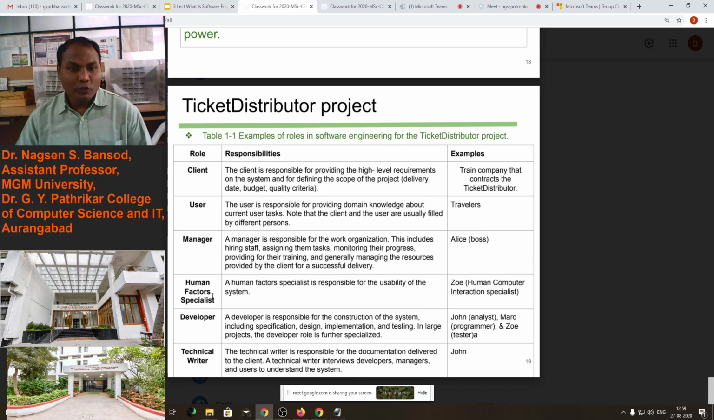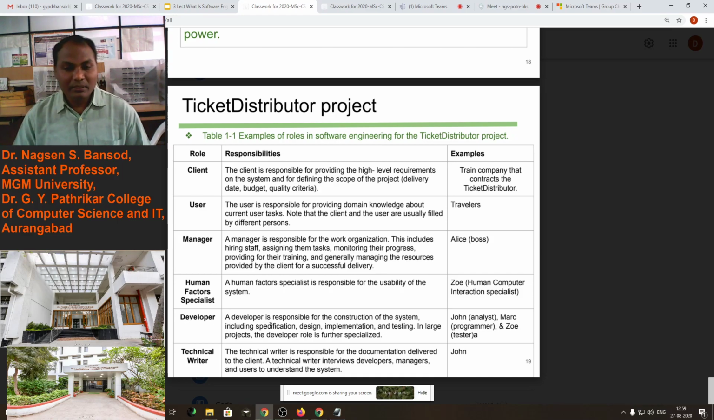Okay. Then a human factor specialist is responsible for the usability of the system. Though we are the software developers, we require some security persons, those who know ethical hacking and networking. These are some special persons. This is also one role.